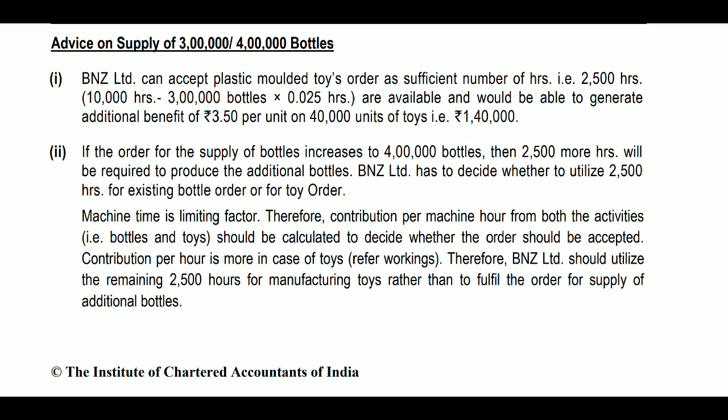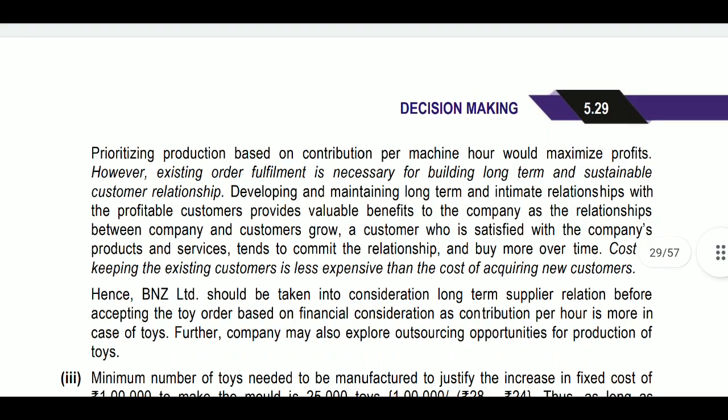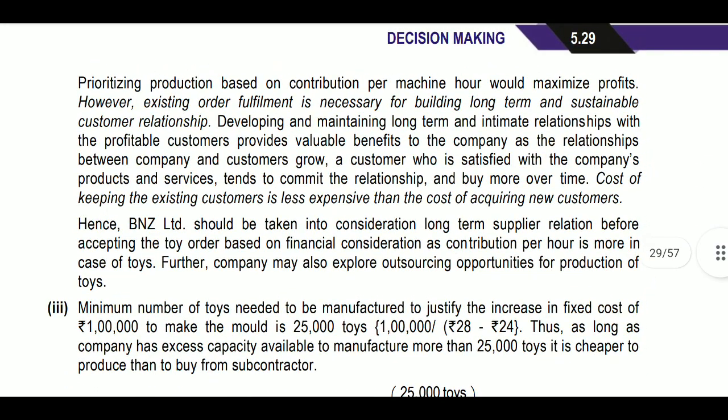From the working we already calculated, B&Z should utilize the remaining 2,500 hours for manufacturing toys, because we will get more contribution than from bottles. Here, prioritizing the product based on contribution per machine hour would be maximum profitable. So maximum profitable will be toys only.